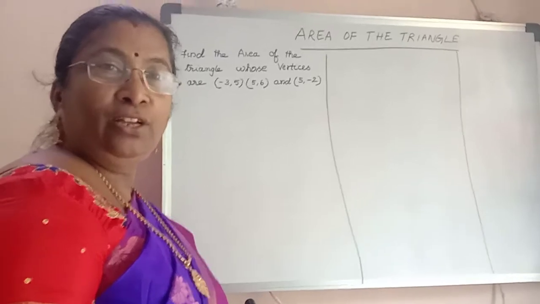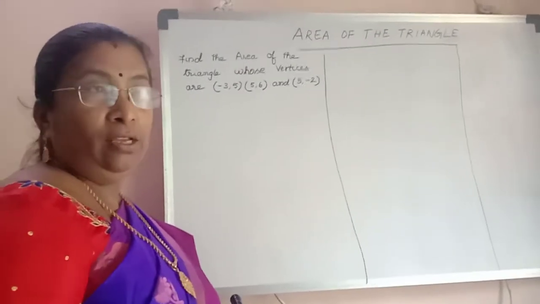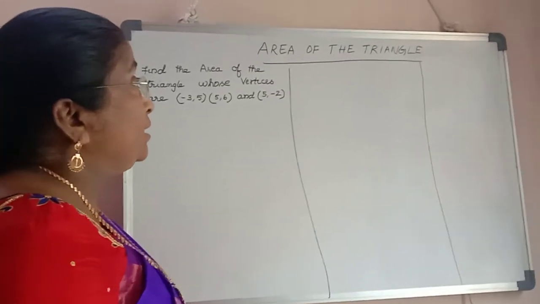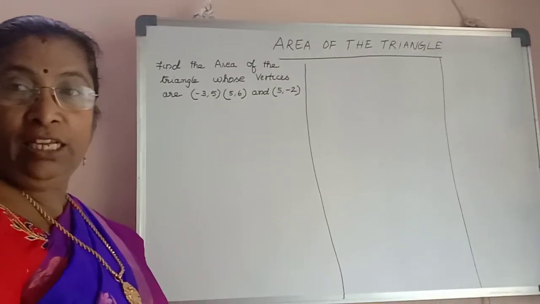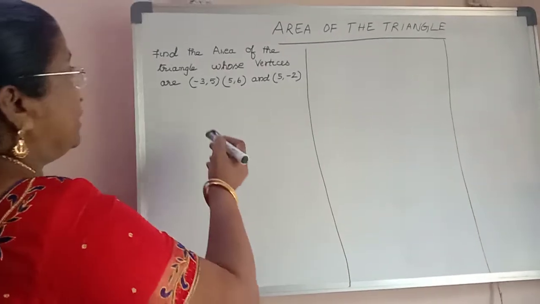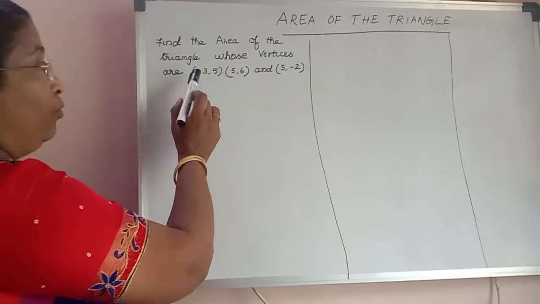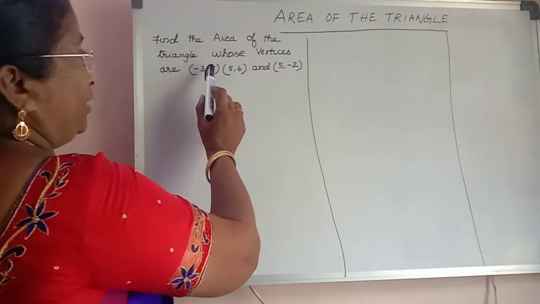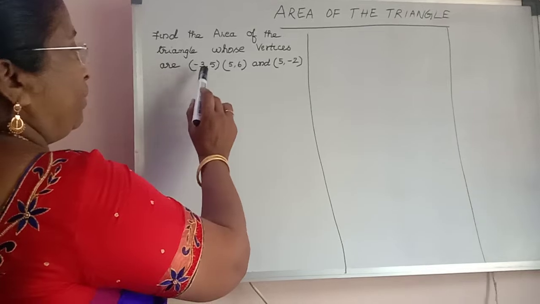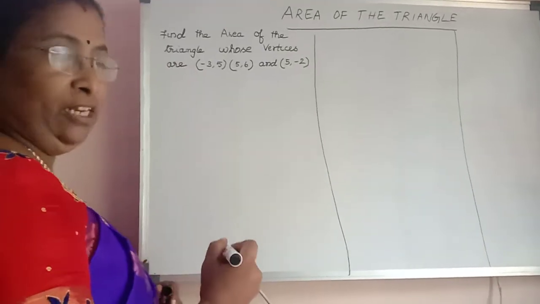Morning students, today we are going to deal with the new chapter, coordinate geometry. The first exercise in this chapter deals with the area of the triangle. So now I have written a sum to find the area of the triangle. So let us read the sum now. Find the area of the triangle whose vertices are minus 3, 5, 5, 6 and 5, minus 2.